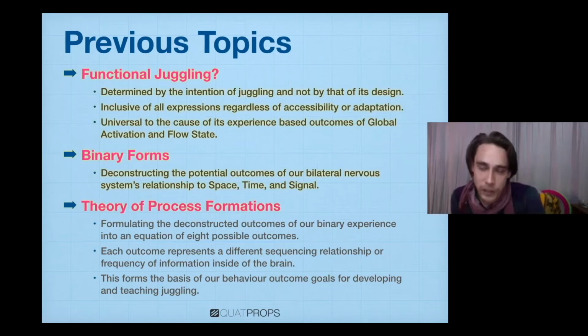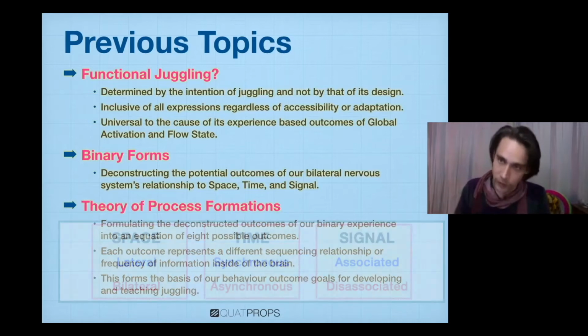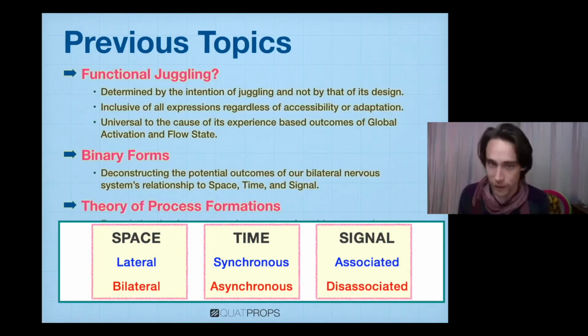The three main conditions that any bilateral nervous system is required to process, no matter what they do, whether it's juggling or anything else, this is just for existence, is space, time, and signal. Obviously there are more conditions depending on what you're doing, but for pure basic interaction with reality, these are the three primary. And because of the binary structure of our bilateral nervous system, we know that for each of these conditions my brain has to process, there can only be one of two outcomes, which is going to be lateral or bilateral.